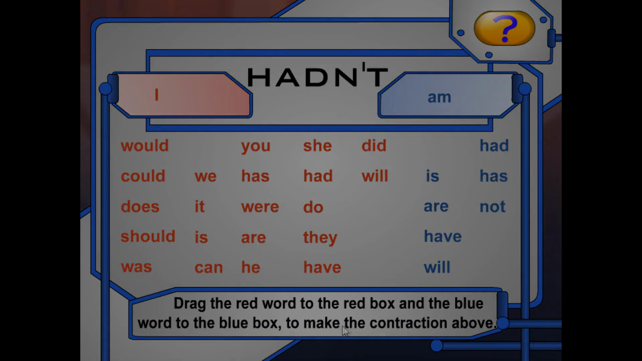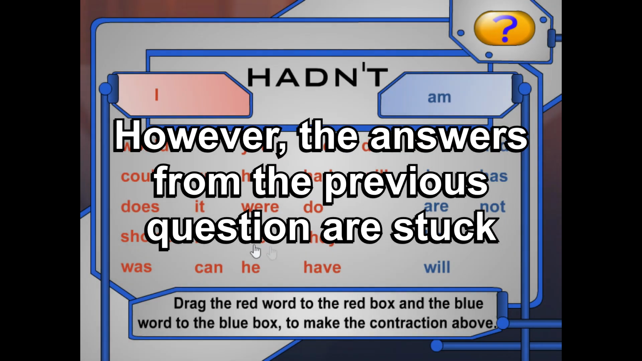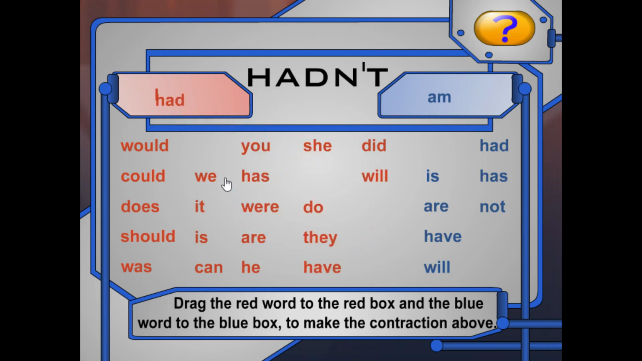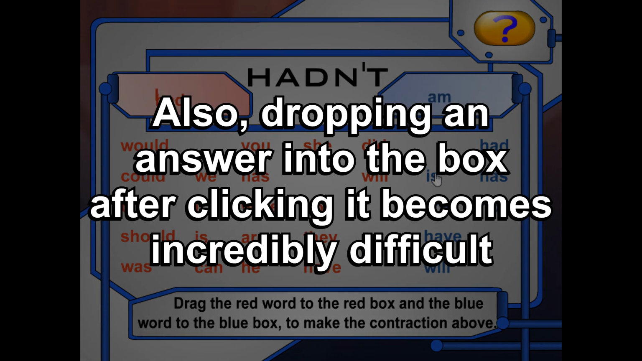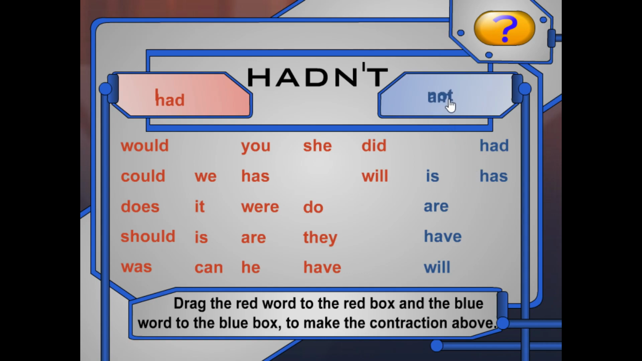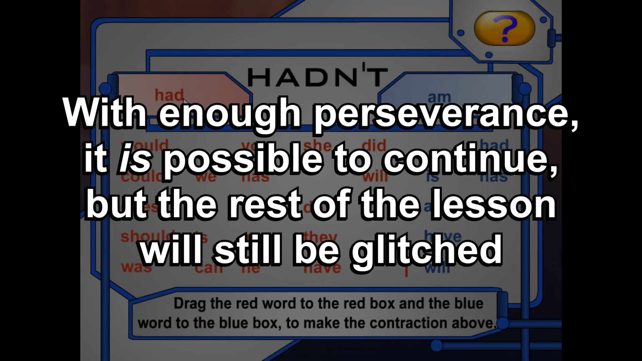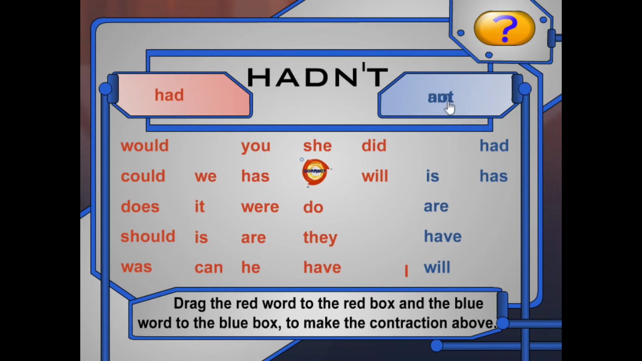Try this one. Try again. Be sure the beginning of the red word matches the beginning of the contraction. Yup. Okay, let's try another one.